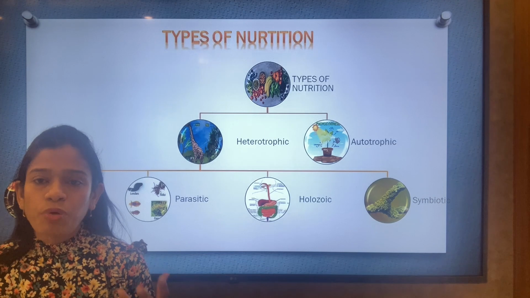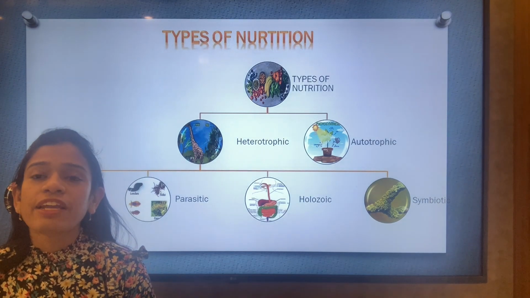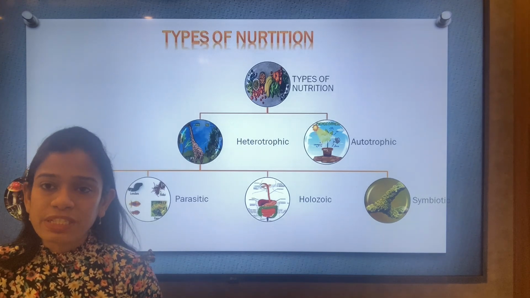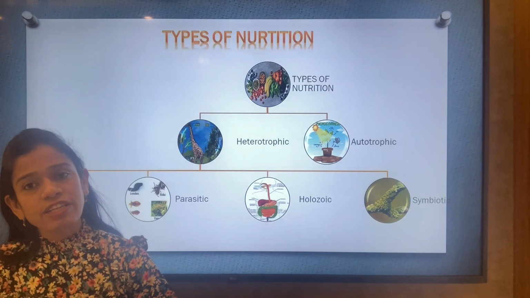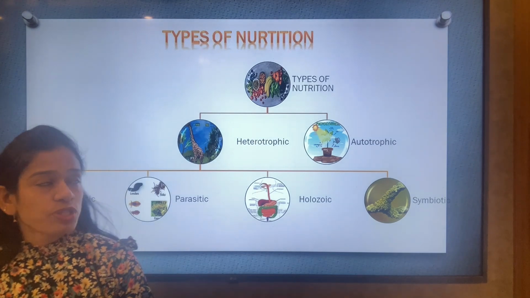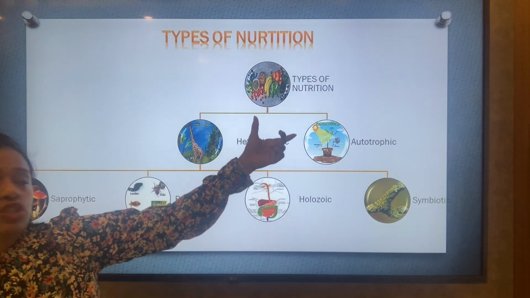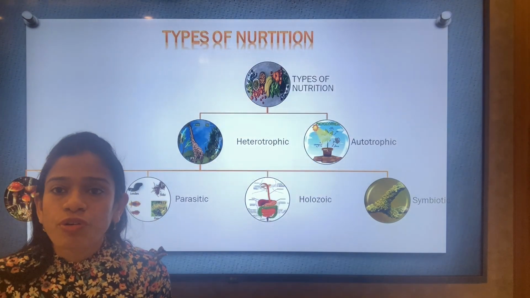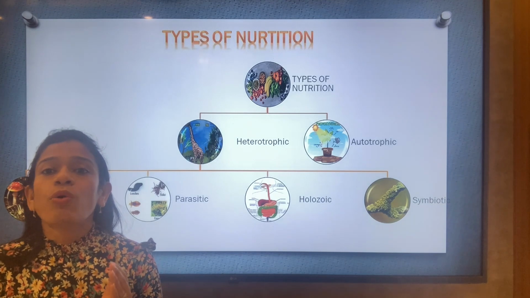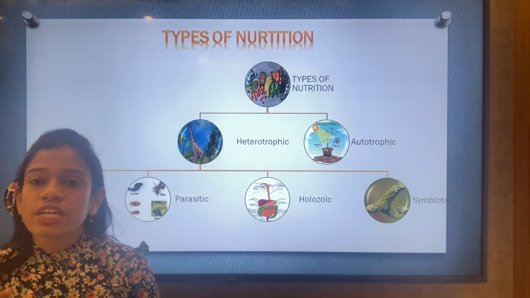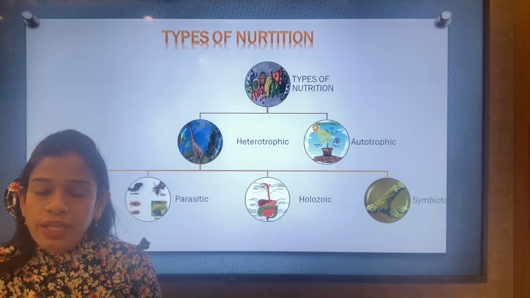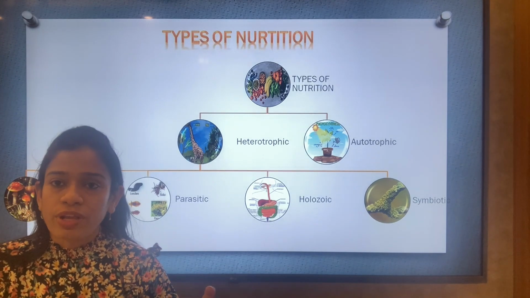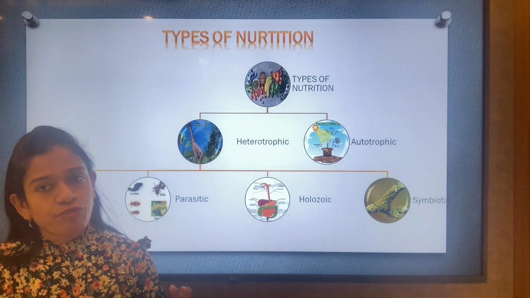Now, the process of taking in food is different in different organisms, and based on how they take in their food, they have been classified into different forms. So, types of nutrition, that is heterotrophic and autotrophic nutrition. Heterotrophic, we know, are the organisms which are not able to prepare their own food. Instead, they depend on other organisms for their food.